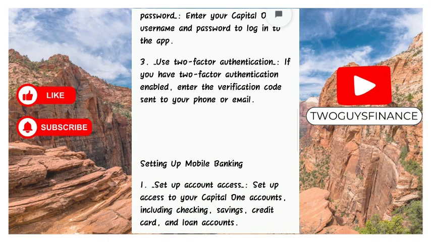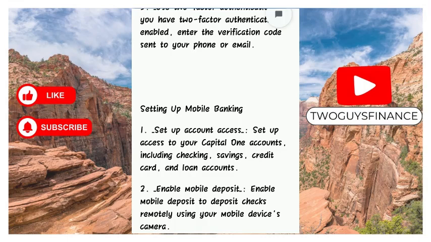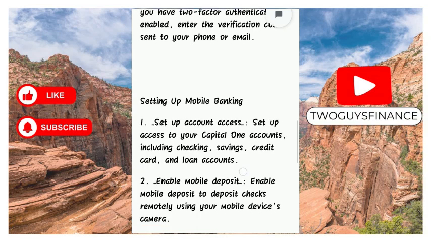Now for setting up mobile banking, you can set up account access. You set up access to your Capital One accounts, including checking accounts, savings accounts, credit card accounts, and loan accounts. And just enable mobile deposits to deposit checks remotely using your mobile device camera.